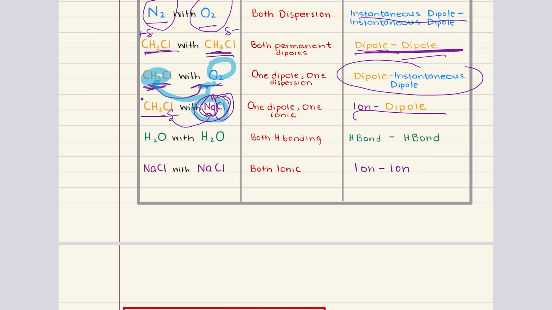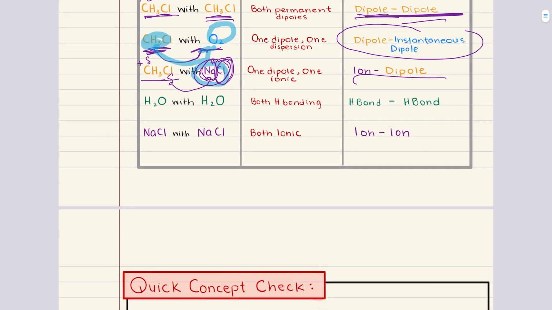And the partially positive end here in the carbon atom of chloromethane is going to be attracted to the chloride anions in sodium chloride. And in this manner, they form ion-dipole interactions. If both molecules can form hydrogen bonds, then they're going to experience hydrogen bonding. This is a particularly strong type of dipole-dipole interaction.